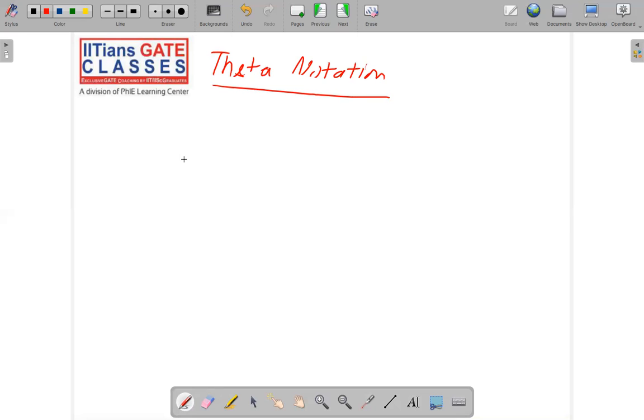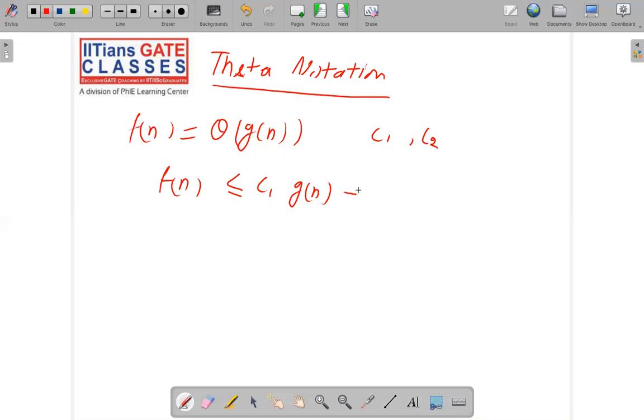Theta notation means that if we say f(n) equals theta of g(n), both of these conditions should hold. There should exist two constants C1 and C2 such that f(n) is less than or equal to C1 g(n). This is for big O. And f(n) should be greater than or equal to C2 g(n), and this one is for omega.